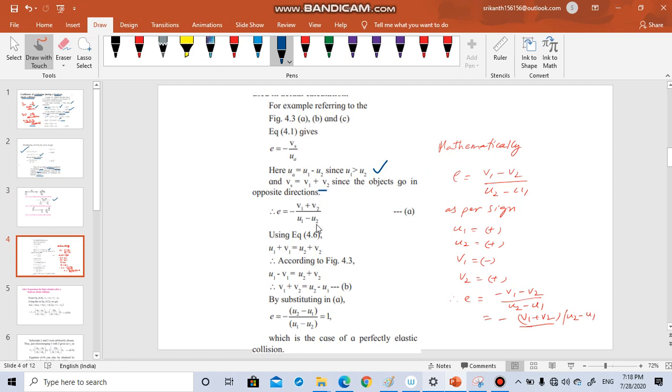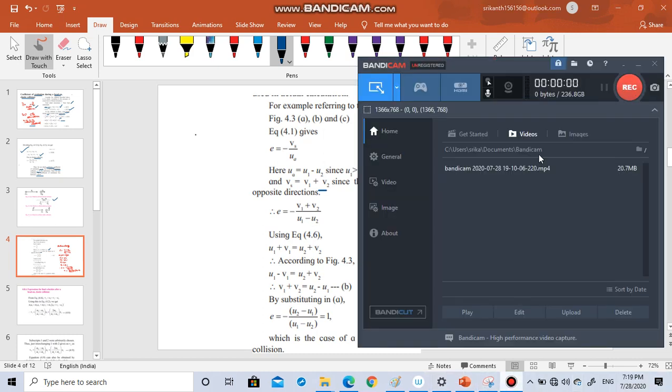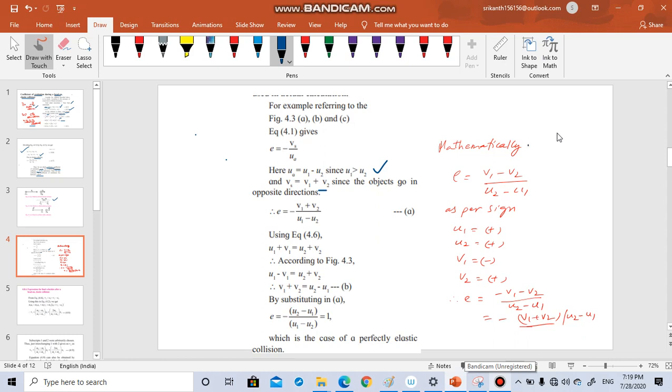So here, based upon concept, what you got is: E is equal to velocity of separation, v1 plus v2, divided by u1 minus u2. The denominator is the relative velocity of approach. The same thing we will try to understand mathematically. So this was the original formula. If you see my previous lecture, the formula was E is equal to v1 minus v2 divided by u2 minus u1. This is what I have given you yesterday.